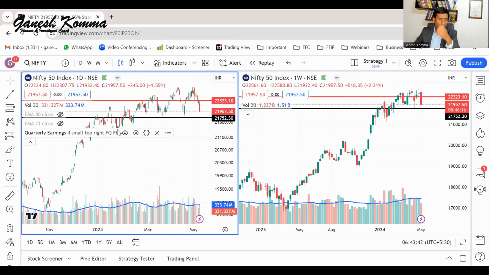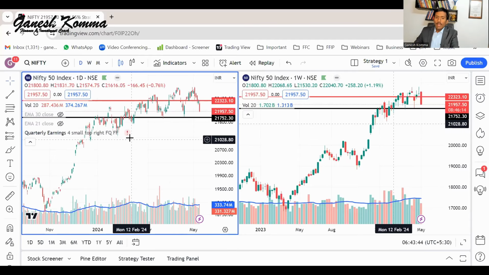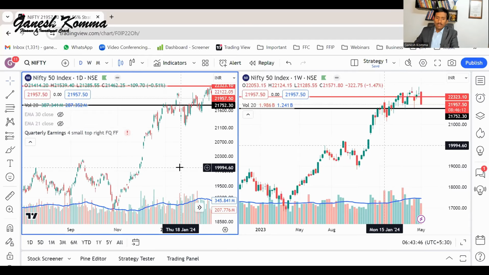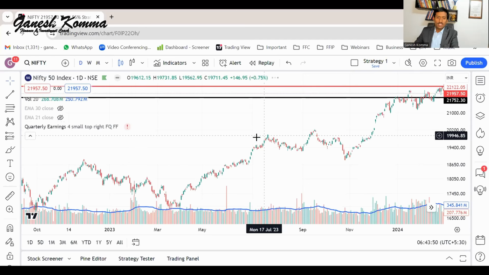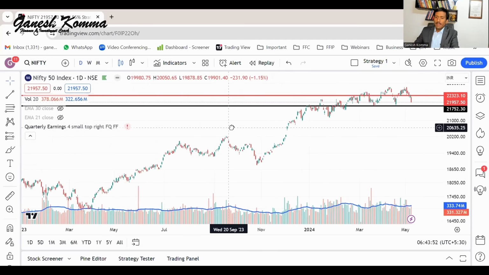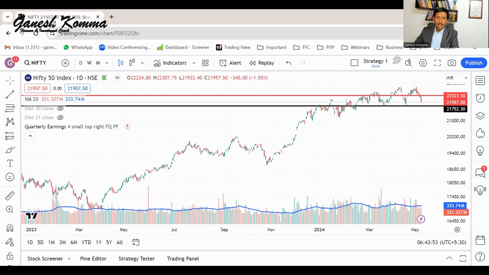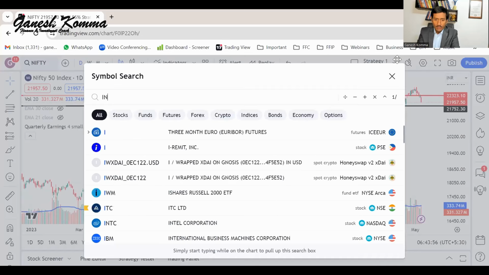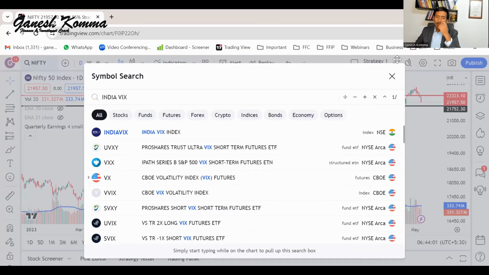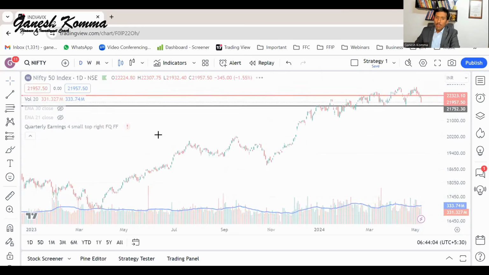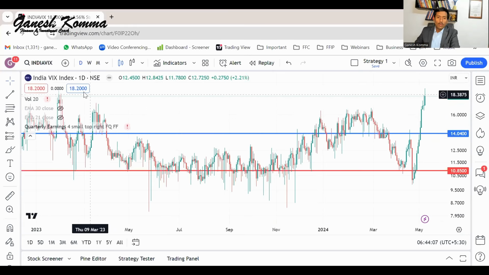And what we will do, let me go to COVID levels. First, on a single screen, let me load India VIX. So how do you do it? You just go to the symbol search, you just click on India VIX. So this is how you load the volatility index.